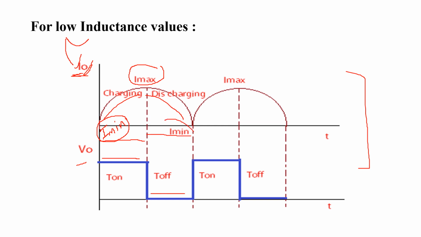Again, whenever the load current reaches the minimum value, the chopper starts conducting and we get the output voltage across the load, which is the same as the input voltage. These are the output voltage waveforms for a low inductance value.